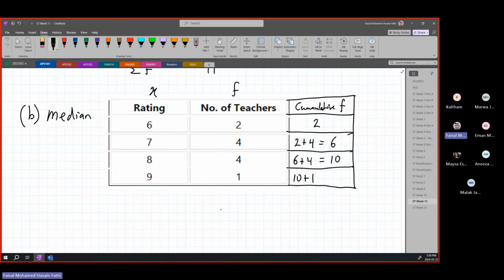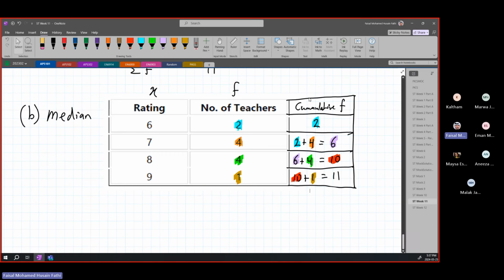And then 10 plus 1, which is equal to 11. Again, where did I get this? So the first value is the same value over here. Then we are going to be adding this same 2 value from the cumulative frequency to the value here, which is this 4. Then the next value 6, which is here, we're going to be adding it to the next value, which is 4 over here. Then again, the last value of 10, we are going to be adding it to the value of 1, which is over here. This is how you find your cumulative frequency.